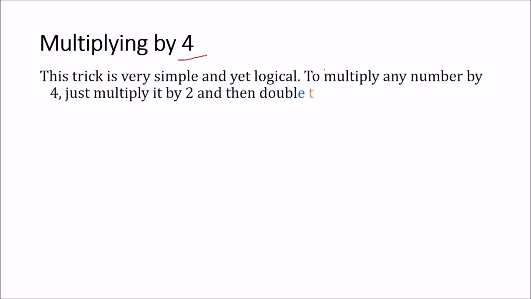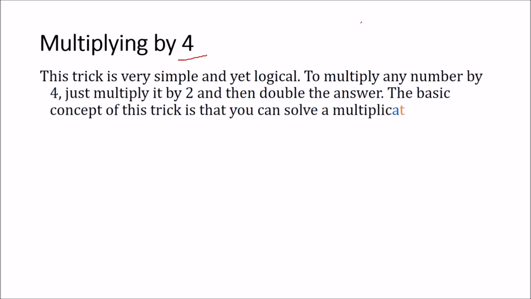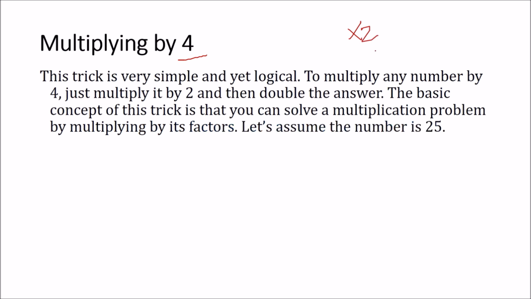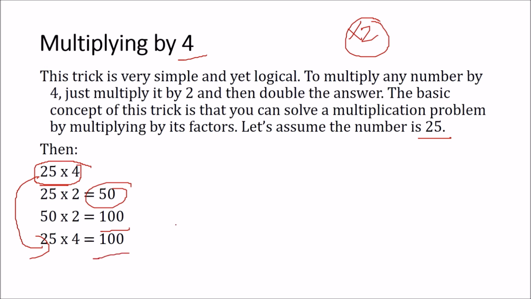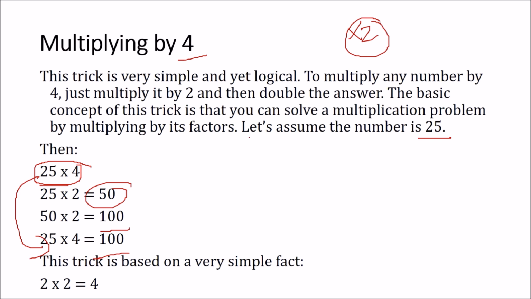Let us see. If we want some number to be multiplied by 4, the trick is quite simple and logical also. First you have to multiply the number by 2, and once it is multiplied by 2, just double the number. Just assume that you have an example like 25. Just multiply it by 2. If you want to multiply it by 4, you multiply it by 2 and double it. You can double it and it is 100. So the result of 25 into 4 will be 100. This is quite simple, and the thing is that 4 is nothing but 2 into 2.